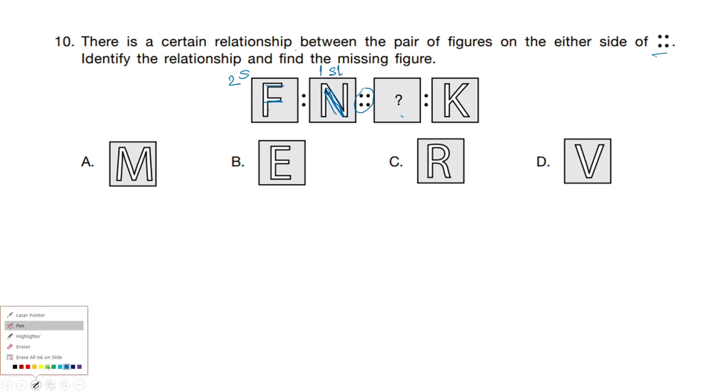Well, looking by that logic, if we look at K, K has two slanting lines. That means by this logic, this figure should have one more line than this. So it should have three sleeping lines. And the option which has three sleeping lines is E. So your right answer is option B, E.